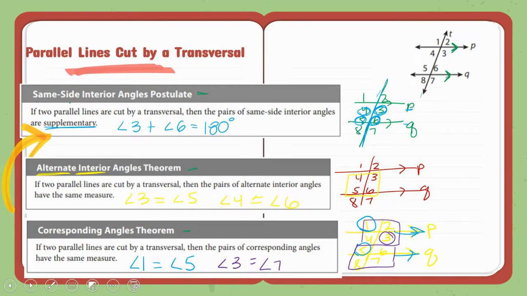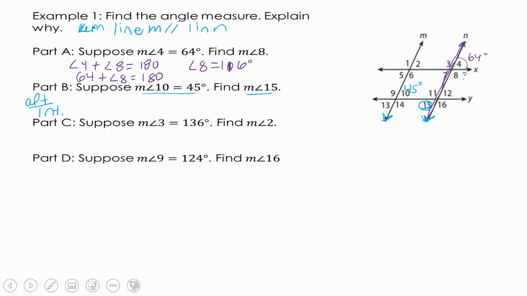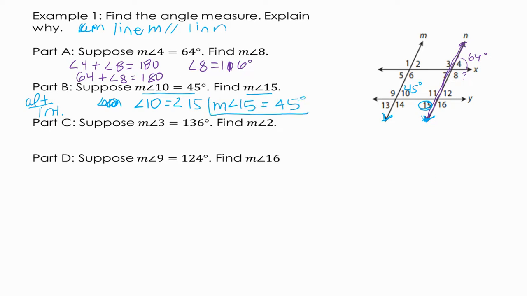So if I go back and look at it, it looks like we're at the second theorem that tells us that these two angles are going to be congruent. So angle 10 is going to be congruent to angle 15 because they're alternate interior angles. Therefore, if angle 10 is 45 degrees, then the measurement of angle 15 is also going to be 45 degrees.